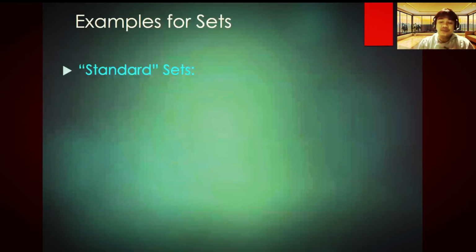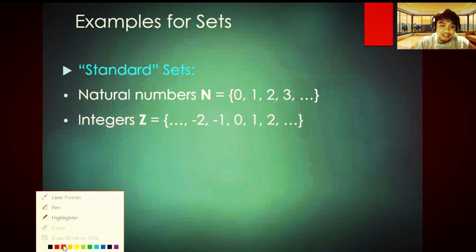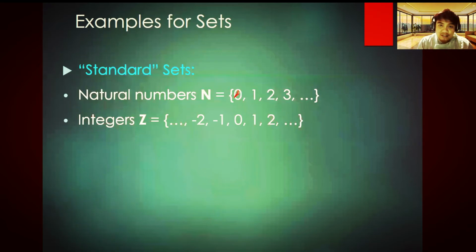So, examples of sets. We have what we call standard sets. These are sets that we usually use in mathematics. First, natural numbers. We know that natural numbers start with 1, 2, 3, 4, and so on. So disregard 0, this is a typographical error. Natural numbers start with 1, 2, 3 up to infinity. And then we have whole numbers. Whole numbers start with 0, 1, 2, 3, and so on. Let's correct that.